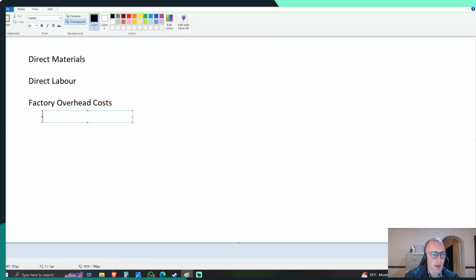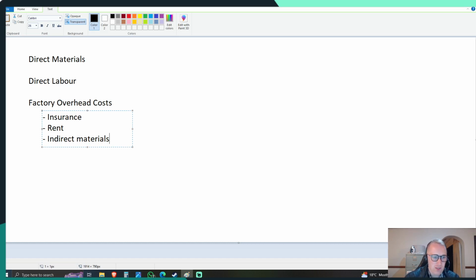There you go. Factory overhead costs are things like insurance on your factory, on your machines and your building. Rent. You have to pay rent on your factory, right? Indirect materials. Things like soap for cleaning the factory and oil to oil the machines.